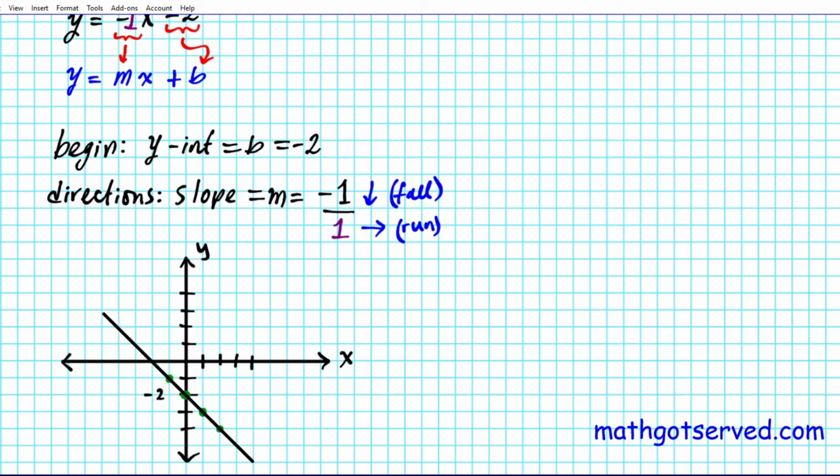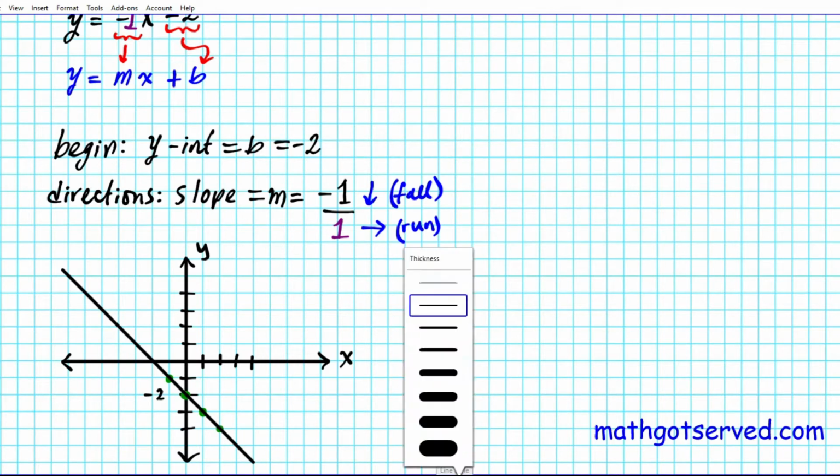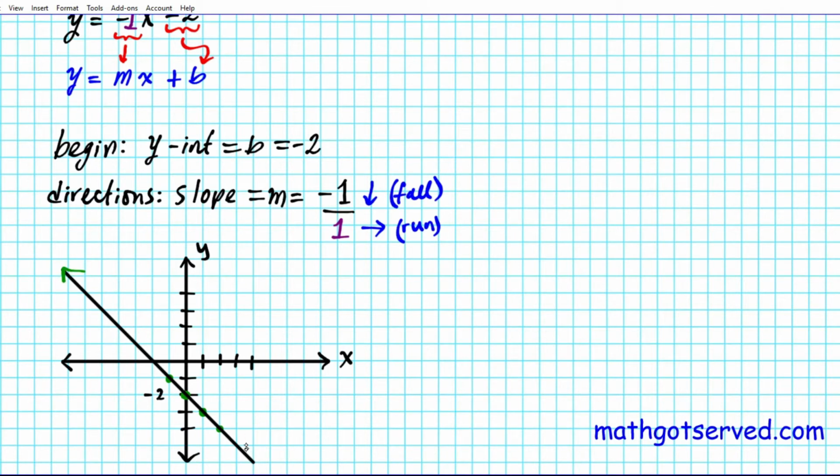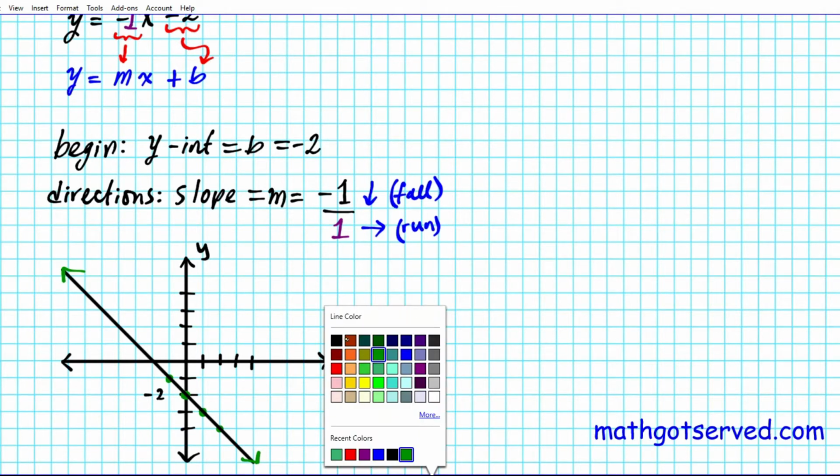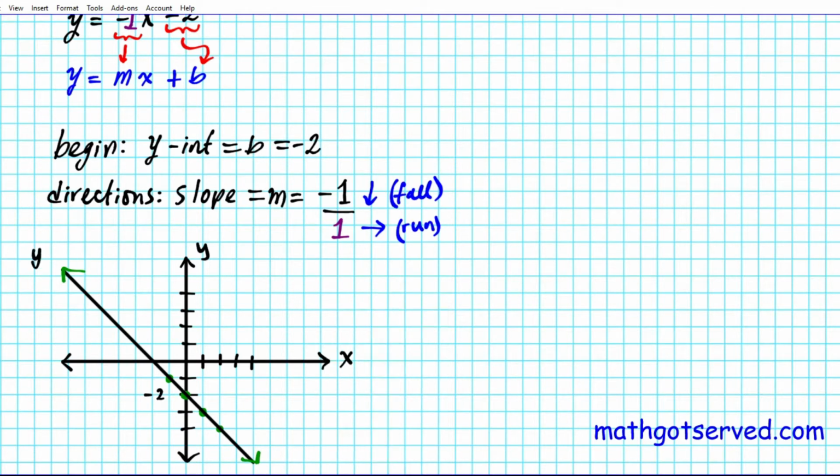This line right here is the graph of the equation y equals negative x minus 2. Let's put the arrows because these lines continue forever. The domain and range is negative infinity to infinity, or all real numbers. Let's go ahead and label the equation. This equation is y equals negative x minus 2.